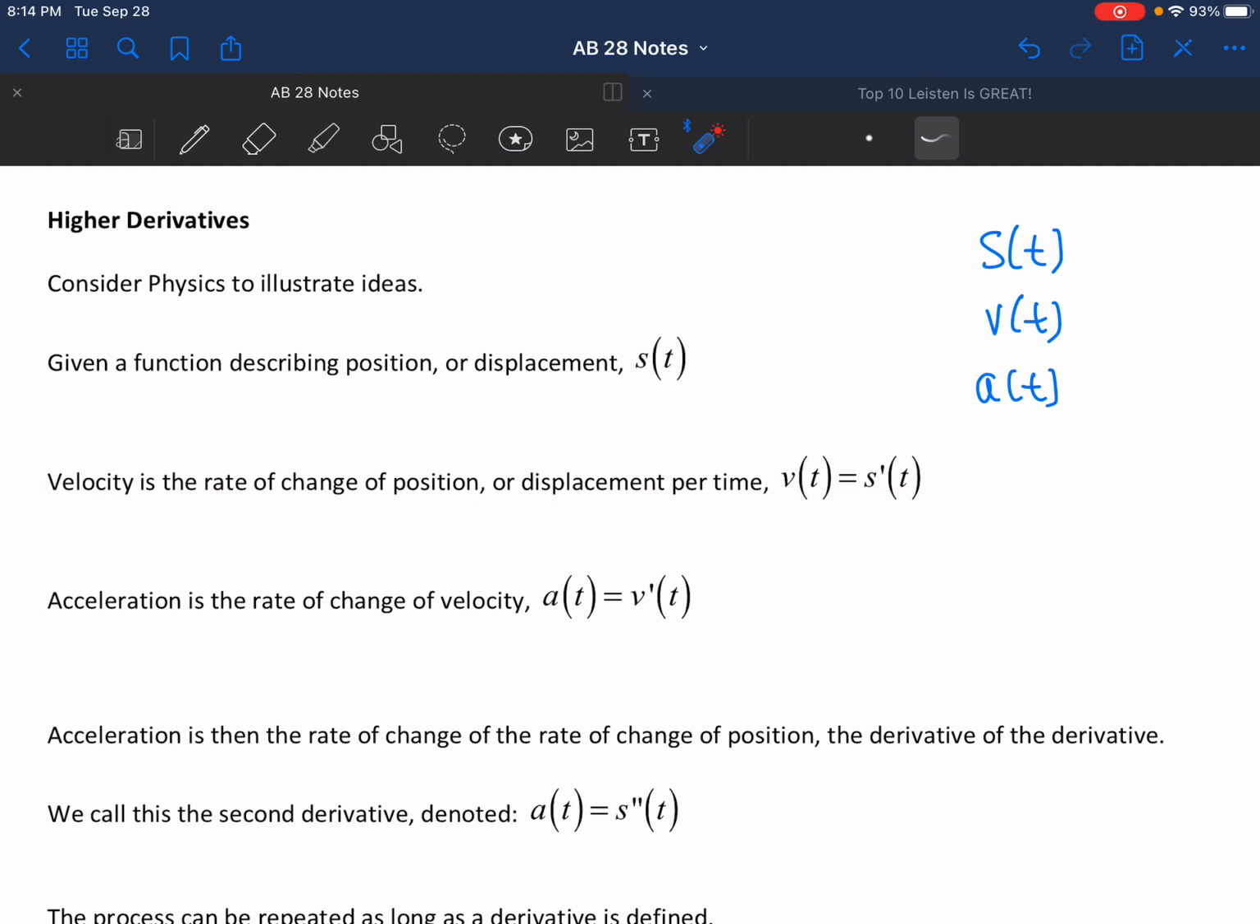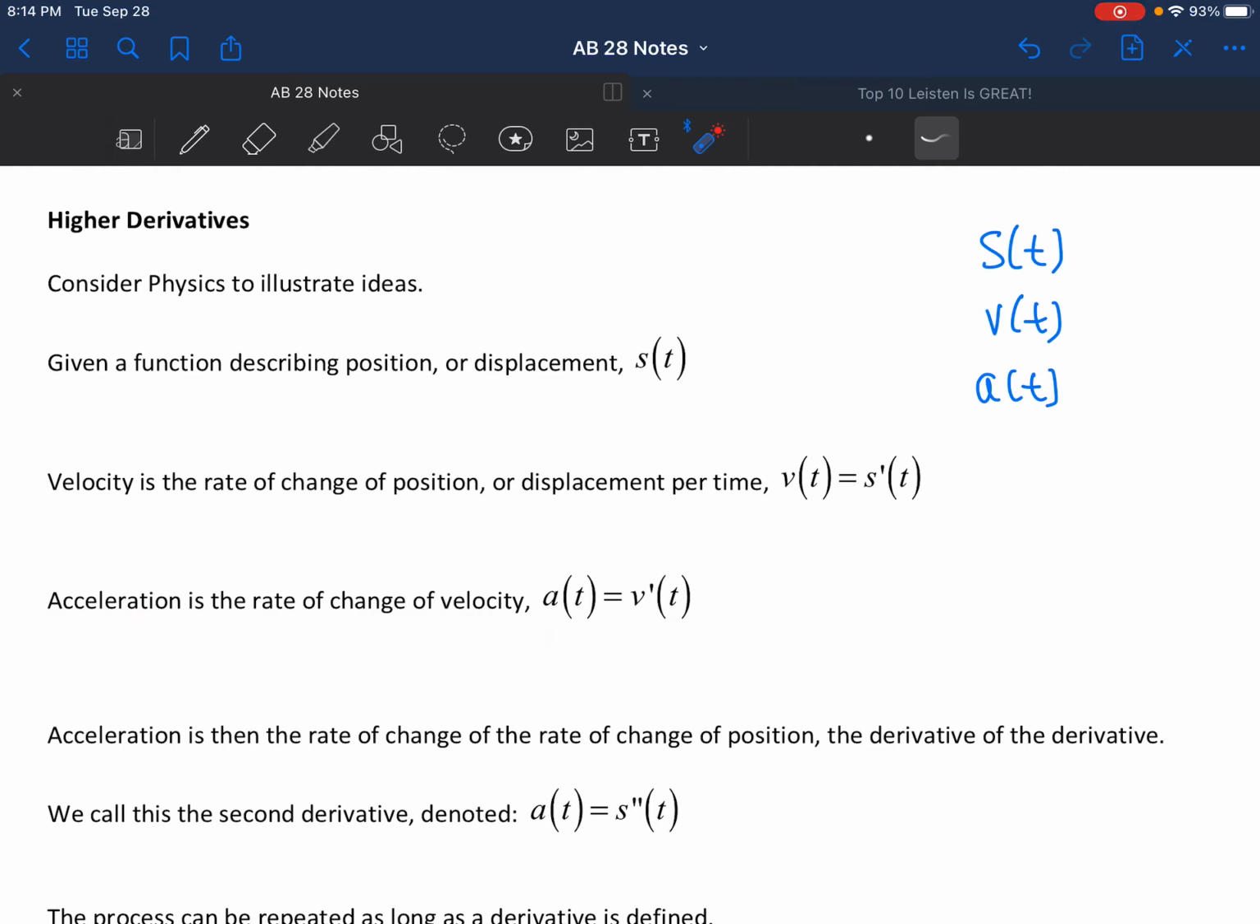So velocity is the derivative of our position. It's the rate of change of our position. We can also take the next step, the rate of change of velocity. So v prime of t. V prime of t, well, that's the acceleration. Acceleration is the rate of change of velocity.